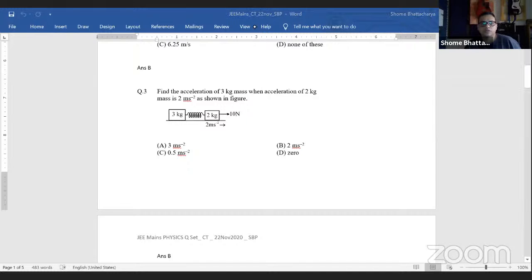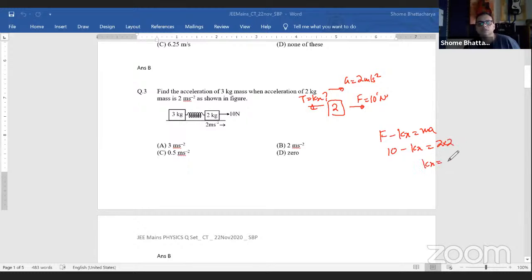Okay, so in third question, see what is happening is that this one has an acceleration. So if you make the 2 kg block's FBD, you have 10 Newton force from this side, but its acceleration is only 2 meters per second square. That means there is spring force from this side. There is tension in the spring, or Kx, which is equal to how much? You can find that out. So F minus Kx should be equal to Ma for this. Okay. So 10 minus that unknown Kx should be equal to 2 into 2. So that spring force is how much? It is 6 newtons. So now you see the 3 kg block.